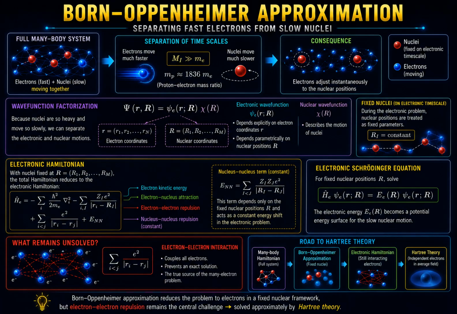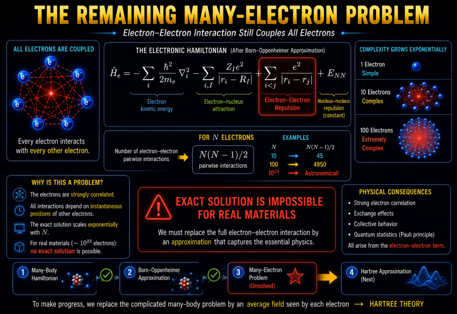However, one major difficulty still remains. Even after applying the Born-Oppenheimer approximation, electrons still interact with one another through Coulomb repulsion. This electron-electron interaction is the true source of complexity in electronic structure calculations.